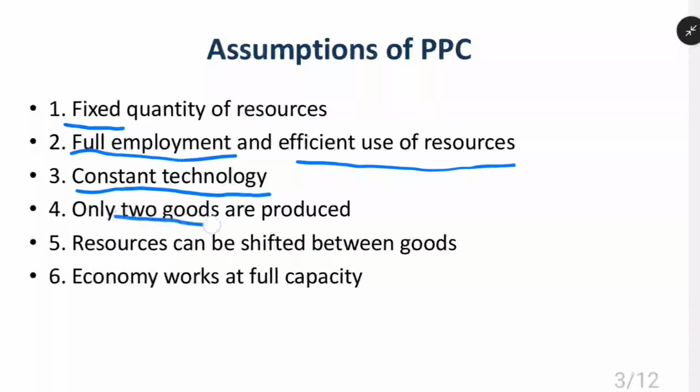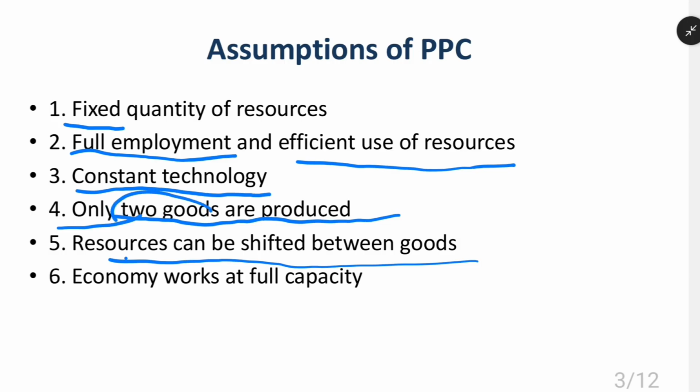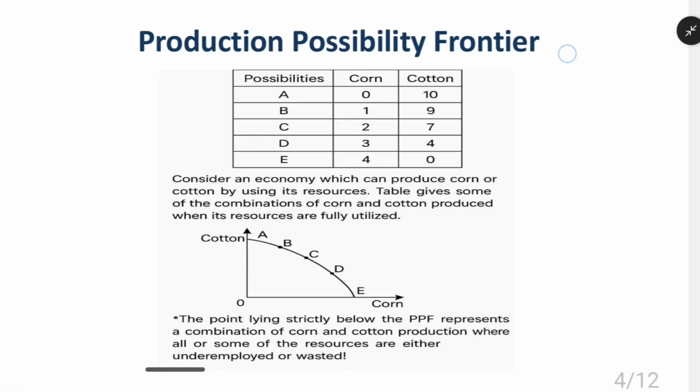Only two goods are produced. In PPC only two goods are produced, and the combinations of their production are shown. Production of more than two goods is not shown in PPC. Resources can be shifted between goods, so the resources available to produce those two goods can be shifted between them. And the economy works at full capacity. So these are the main assumptions of PPC. Let us move to the next slide.